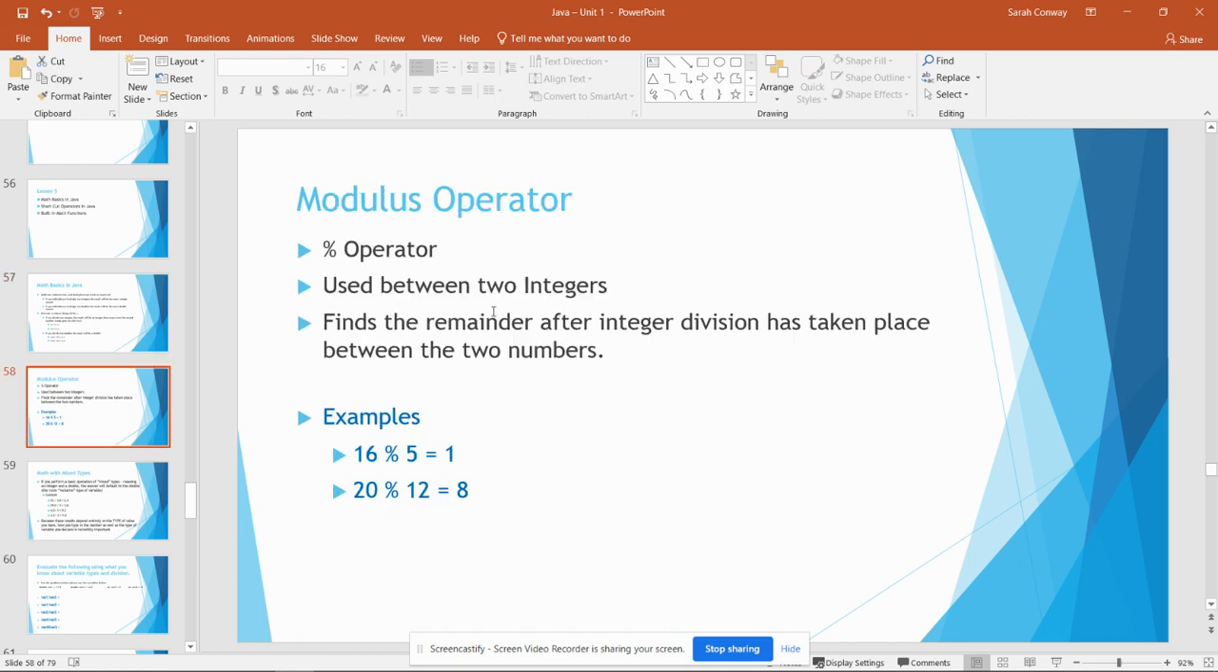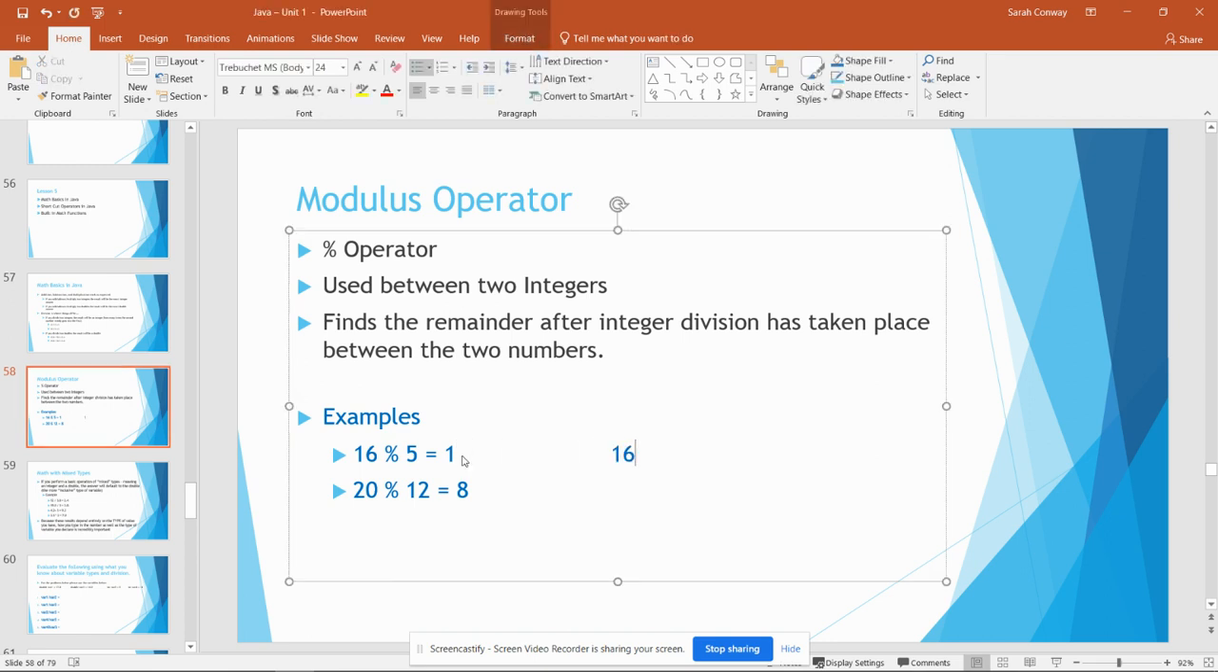Now, the modulus operator is something that is also used between two integers. So the modulus operator, what it does is it finds the remainder after integer division has taken place. So for example here, 16, the integer, divided by 5 would give us 3, right? Because those are two integers being divided. 5 goes into 16 3 times completely to get to 15. We have a remainder here of 1 left over, okay? So it goes in there 3 times, but we have a remainder of 1 left over that gets us to 16. That's what the modulus operator is.